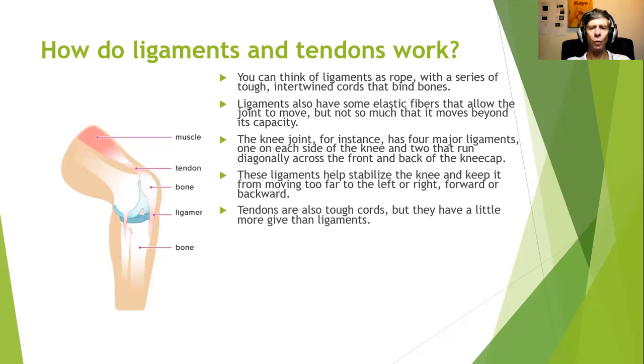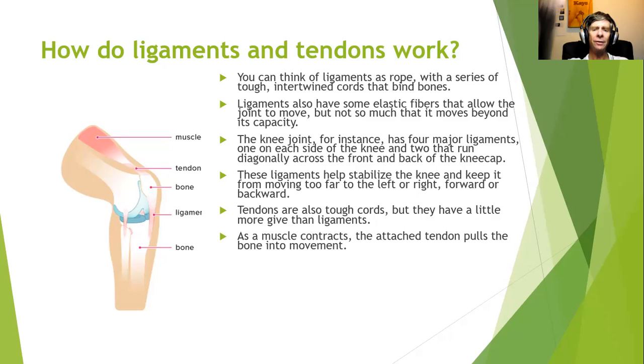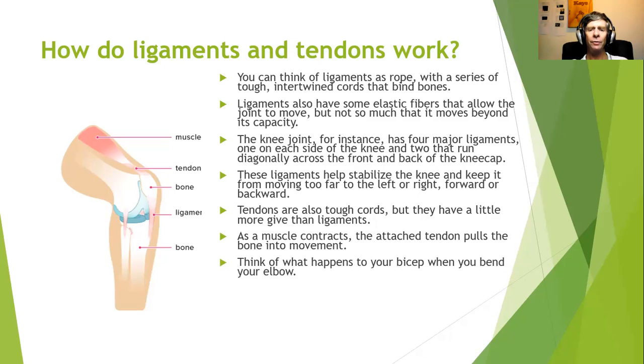Tendons are also tough cords, but they have a little more give than ligaments. So it's almost like a safety part of your body, because if you tear a tendon, it heals more easily and more quickly than if you tear a ligament. It's just how it works. As a muscle contracts, the attached tendon pulls the bone into movement. So it's a whole complex system. Think of what happens to your bicep when you bend your elbow. I won't demonstrate that right now, but it's basically that sort of thing.